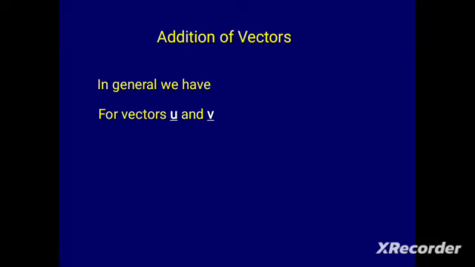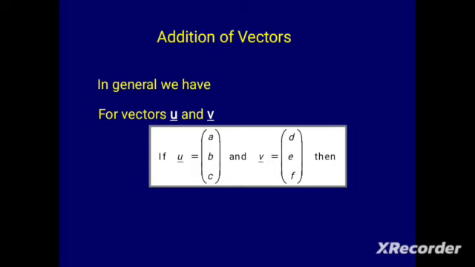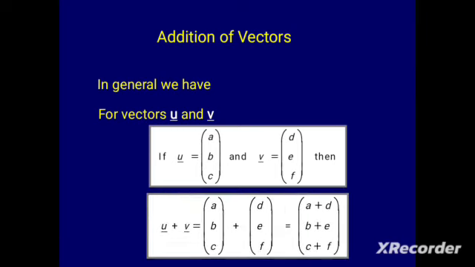In general, on addition of vectors, for vectors u and v, if vector u is equal to (a, b, c) and vector v is equal to (d, e, f), then vector u plus vector v is equal to (a, b, c) plus (d, e, f), and so we add the components. The first component is a plus d, then b plus e, and then c plus f.